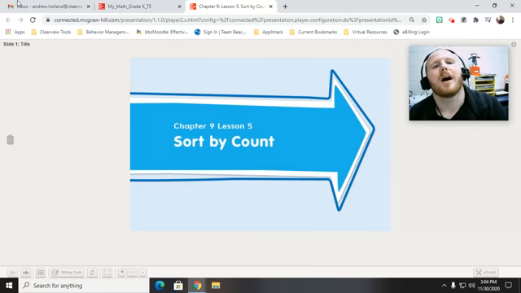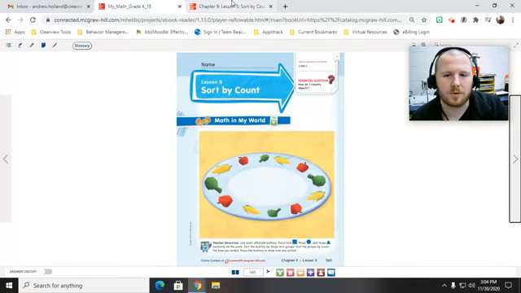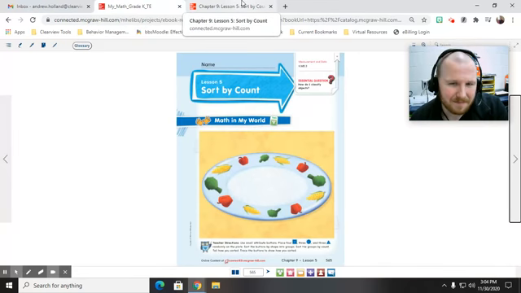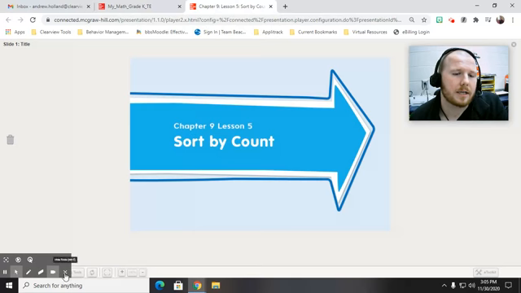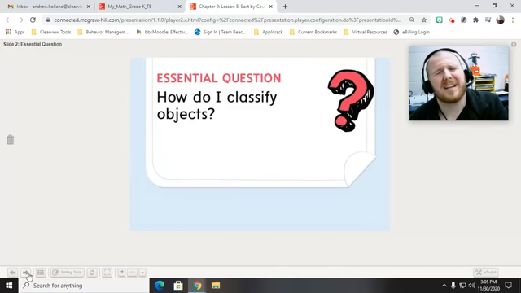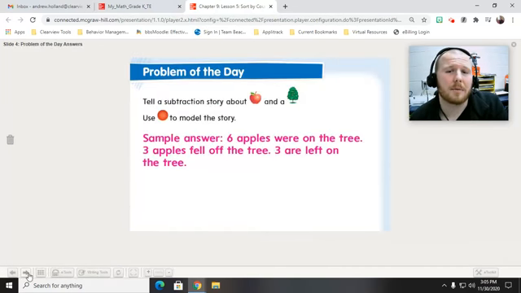Let's check it out. All right, so before you do that, make sure that you start on page 565 in your volume 2 of your book. Let's go ahead and get started. I'm going to switch over. How do I classify objects? Well, let me show you.